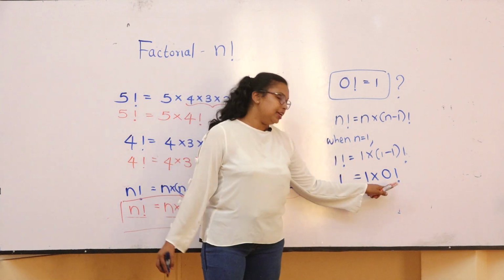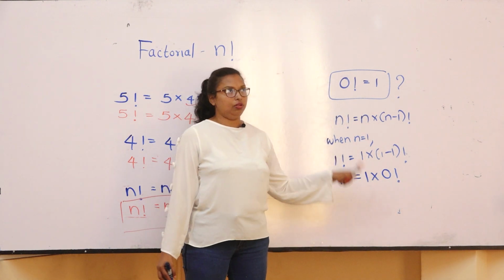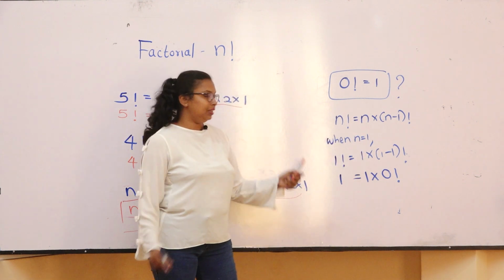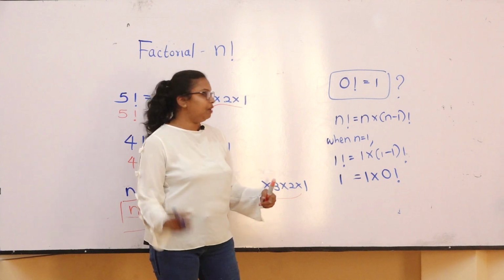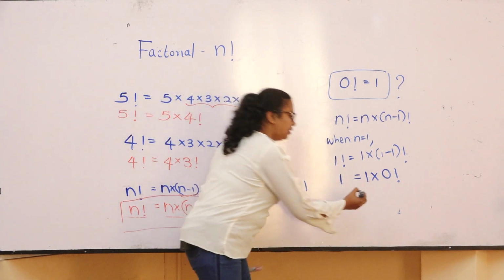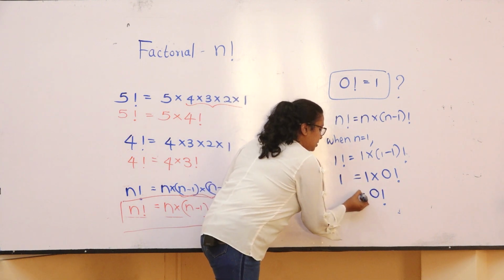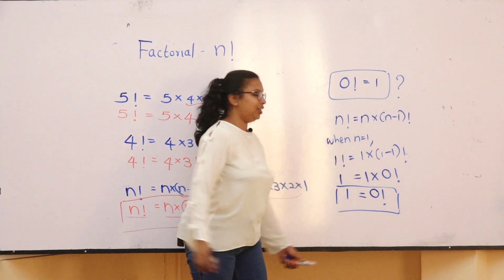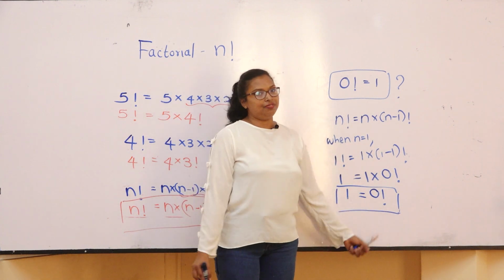Now, here what do you have? Factorial 0 times 1. You all know that 3 times 1 is 3, 2 times 1 is 2, like that we get the same answer once you multiply by 1. Similarly, factorial 0 times 1 is also factorial 0. So, that is equal to 1. That is the way to prove that factorial 0 equals 1. This is an important fact, keep it in your mind.